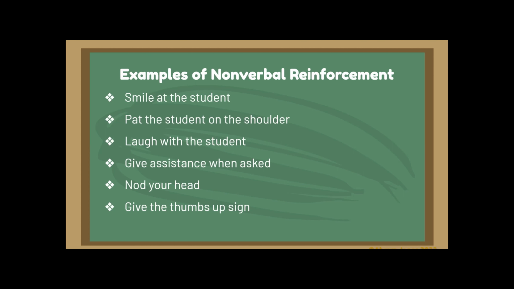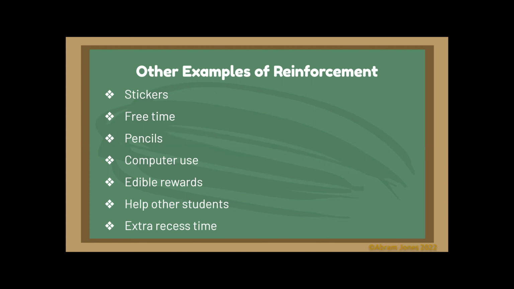Some students respond better to things like stickers, free time. That would be my daughter. She loves the stickers. Free time, pencils. Here's a new pencil for you. Computer use, edible rewards. Of course, we have to keep in mind what limitations there might be, what parameters there might be on those at each campus. Some campuses, for example, are completely nut-free because of the prevalence of nut allergies. Maybe your kid's campus is.